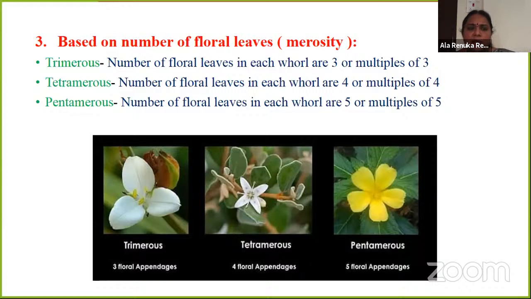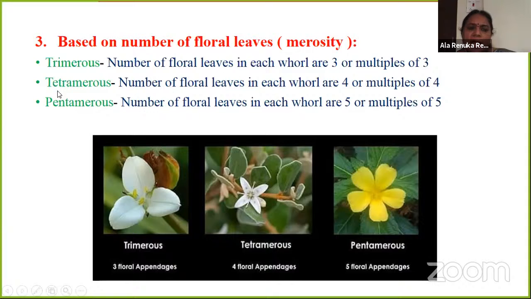They are trimerous flowers. If the floral leaves are three, or tri means three. Floral leaves means again calyx, corolla, androecium, and gynoecium. If the floral leaves in a flower are in threes or multiples of three, such a flower is described as trimerous. Usually, trimerous flowers are a characteristic feature of members of monocotyledonous families. Trimerous flowers are usually characteristic of monocots.